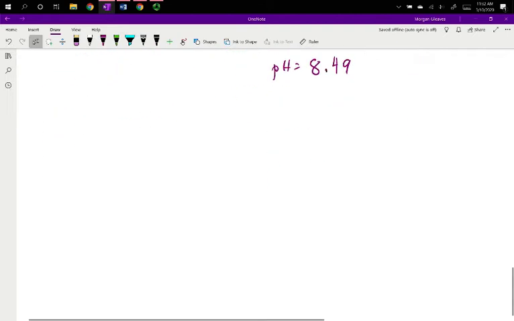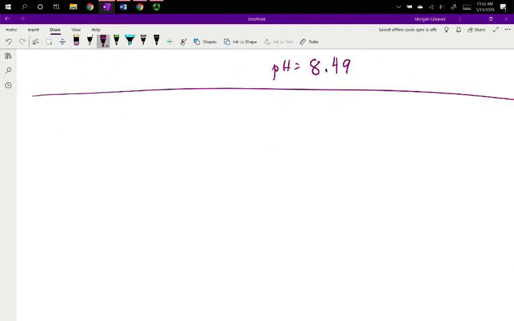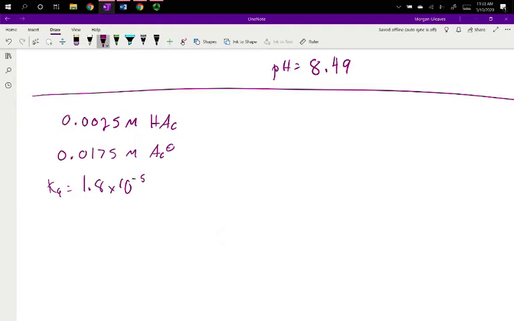All right, let's give it a shot. Try to calculate the following. I've got 0.0025 molar HAC and 0.0175 molar AC minus. And remember, my Ka is 1.8 times 10 to the minus 5. Find that pH. Go ahead and pause here, take a minute, and then come on back.